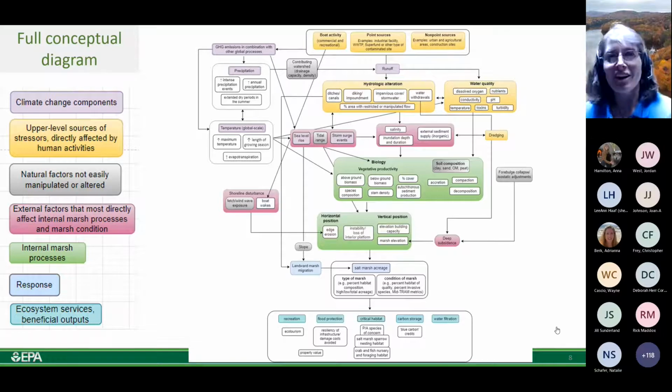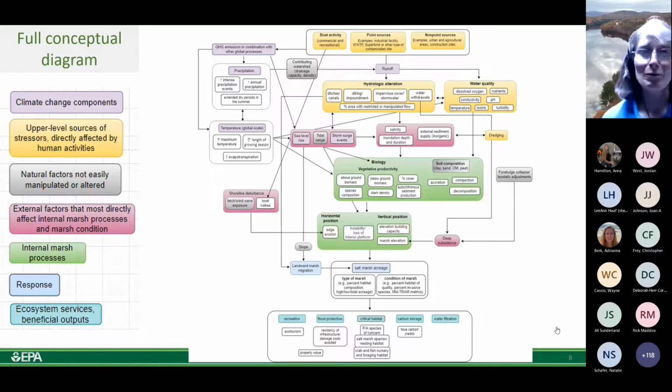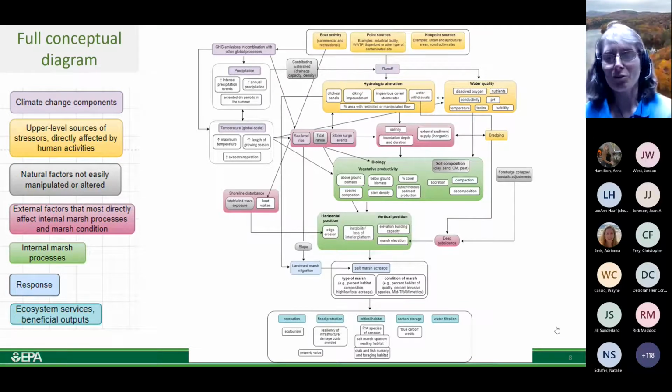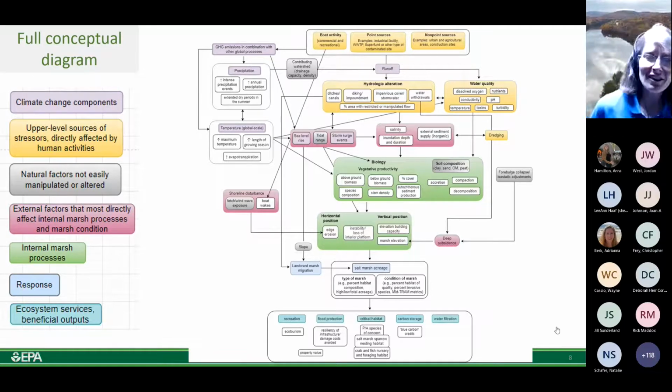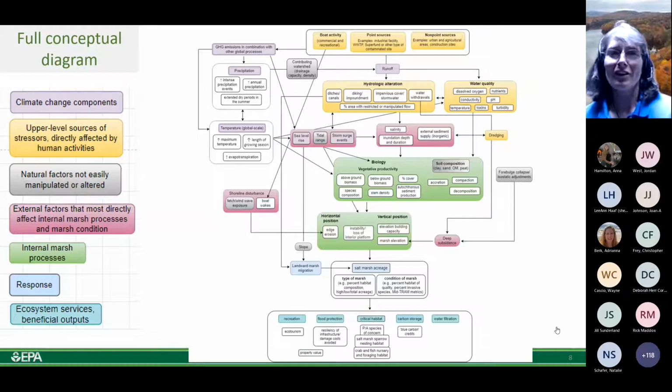If you look to the upper left, you'll see purple boxes. They're also scattered in different places throughout the diagram, but in the upper left is where we had the global scale climate change components, such as greenhouse gas emissions. Then you get into the global scale temperature and precipitation processes, which in turn affect different parts of the diagram. Gray boxes are factors that are not easily manipulated. If you wanted to change the contributing watershed drainage of a site, that would be hard to do. Tidal range and fetch or wave and wind exposure are factors that aren't the easiest things to change.